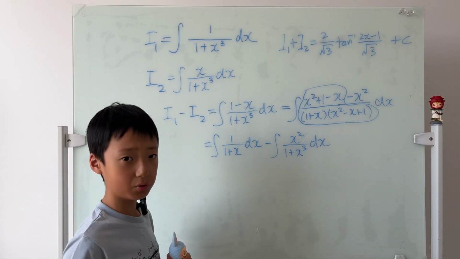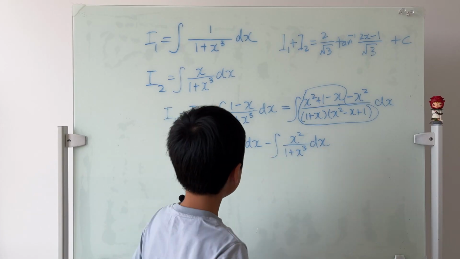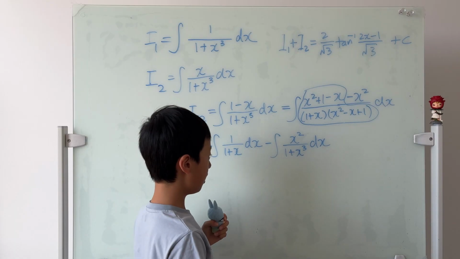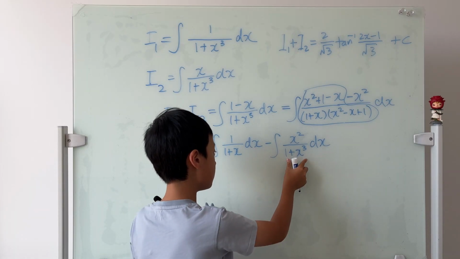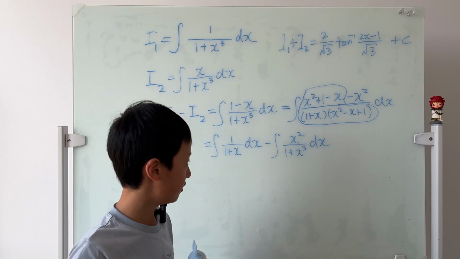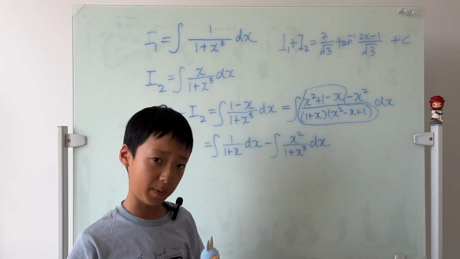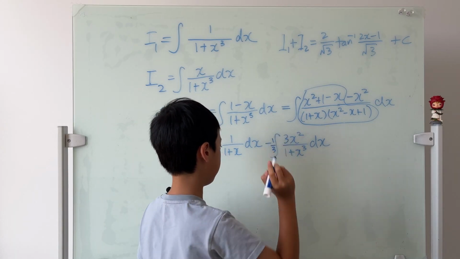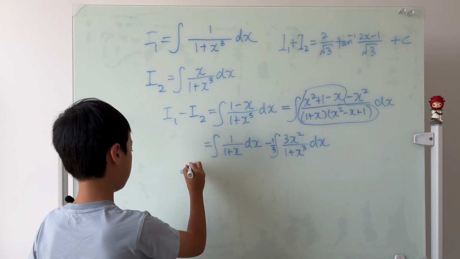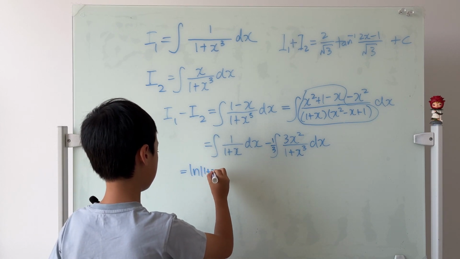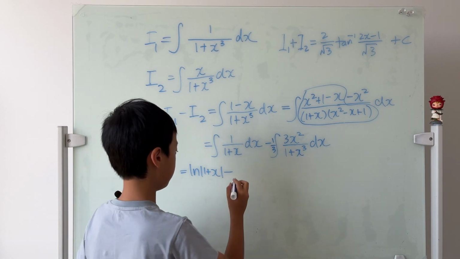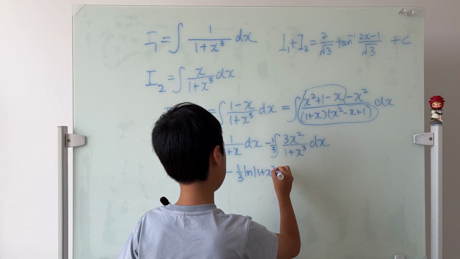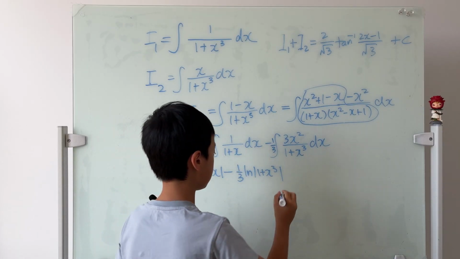This is super simple and straightforward. And for this, why did I change it back to 1 plus x cubed? Well, if you noticed, let's take the derivative of the bottom. 3x squared. It just differs by a constant, but that's okay. Just multiply by 3 and divide by 3, right? This is equal to ln of 1 plus x minus 1/3 times ln of 1 plus x cubed. And obviously, don't forget the plus c.